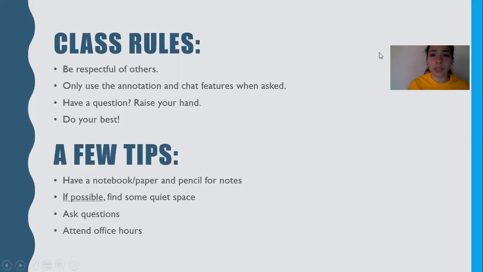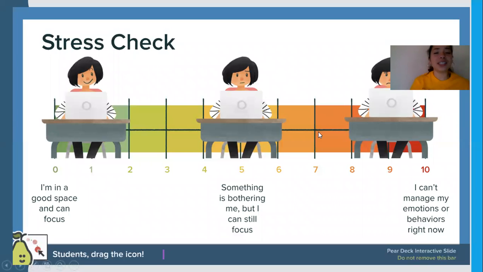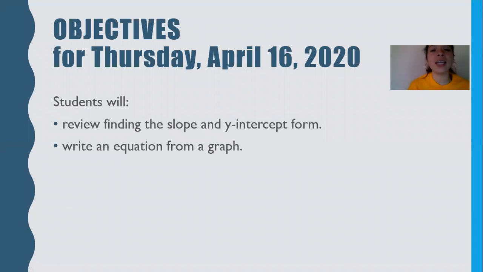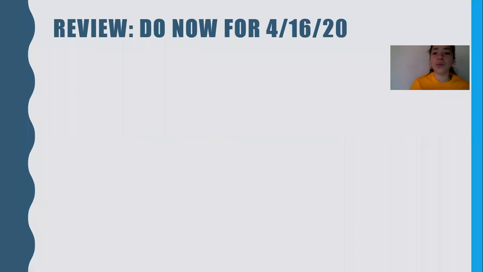Okay, give me 1 second because I think we just had a start. Okay, there we go. So the objectives for today, Thursday, April 16th, are that you will review finding the slope and the Y-intercept, and you'll write an equation from a graph. I don't think any of you were here for the last lesson. The last lesson we reviewed Y-intercept, so I might take some time today to focus on that more than on the concept that I wanted you to learn. We're going to review our do now.